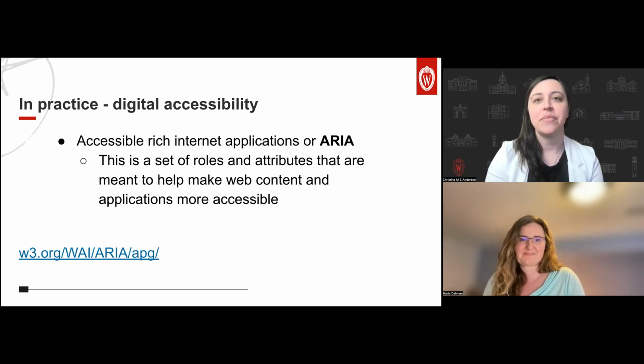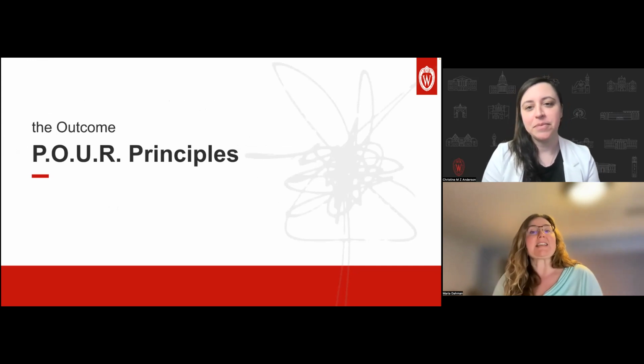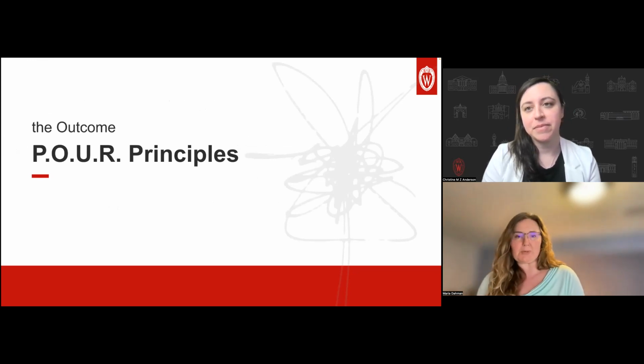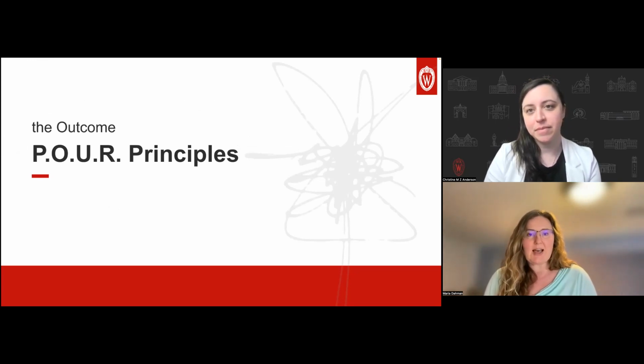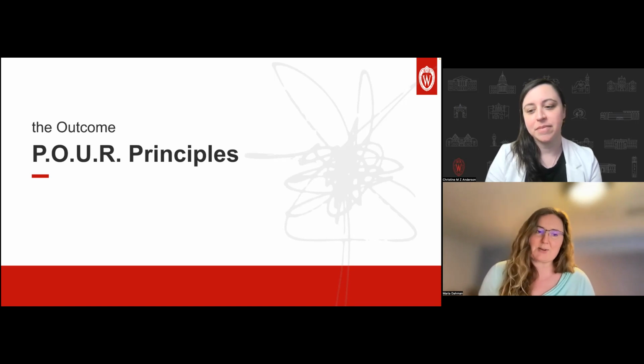The outcome, POUR principles. Thanks, Christine. So by keeping accessibility in mind and usability, the outcome is that you have a digital experience that follows the POUR principle. This is something developed by the World Wide Web Consortium, W3C, as it's also called, and it's an acronym for perceivable, operable, understandable, and robust. So let's go through each of those.